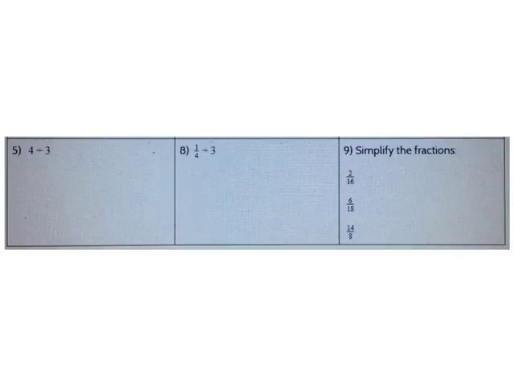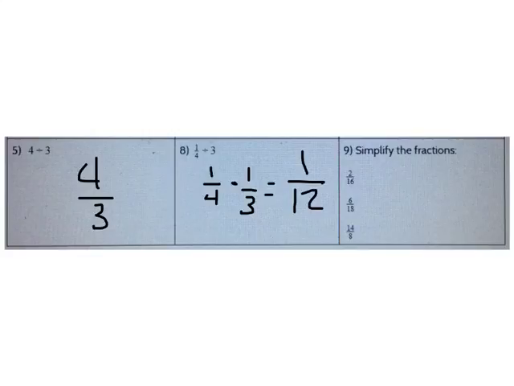Now let's try a few more problems. What's 4 divided by 3 if I write the result as an improper fraction? Well, 4 divided by 3 is the same as 4/3. My dividend, the number I'm dividing, over my divisor, the number I'm dividing by. What's 1/4 divided by 3? Well, I can multiply 1/4 times the reciprocal of 3. The reciprocal of 3 is 1/3. What's 1/4 times 1/3? 1/4 times 1/3 is 1/12.